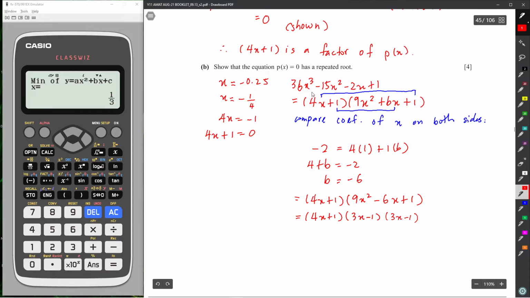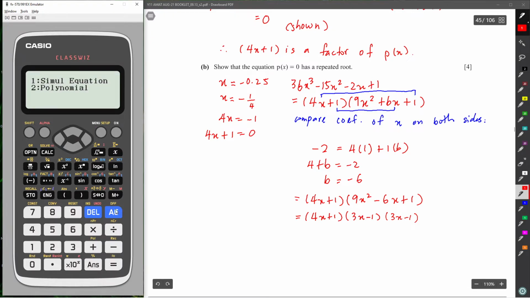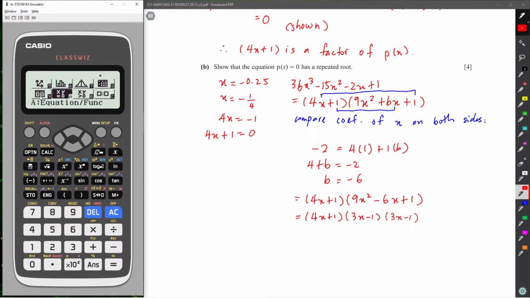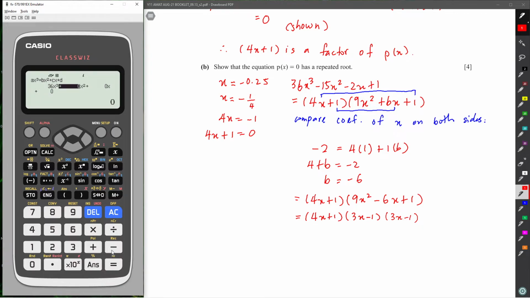Now, if you would like to confirm whether this answer is correct, you can also use your calculator to help you to check on this. Okay, so first press the equation function button. Go into polynomial degree. Let's choose 3, select 3, and key in the original question here. I have 36, and then the next coefficient will be -15, followed by -2 and plus 1.